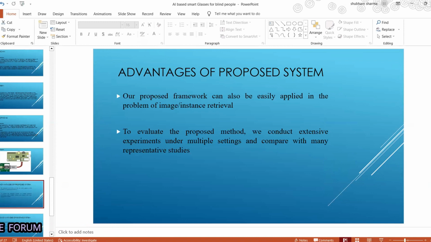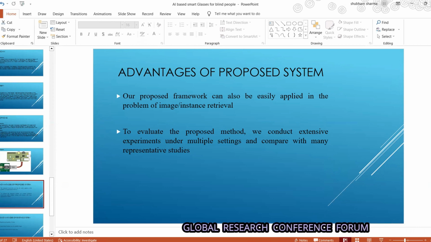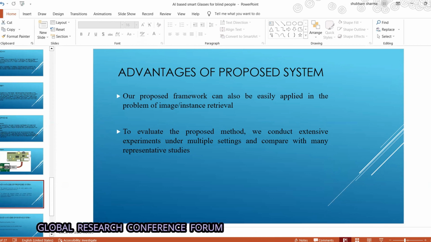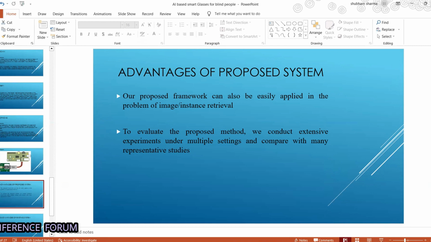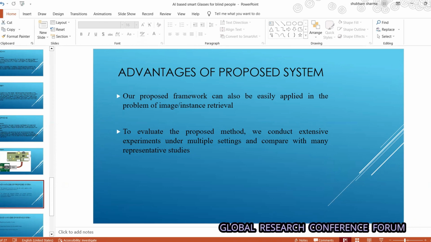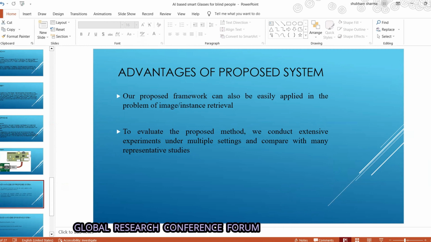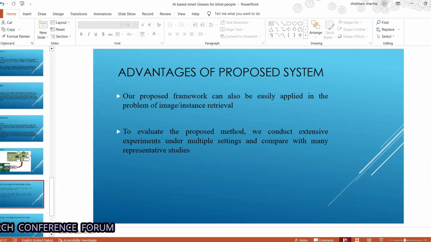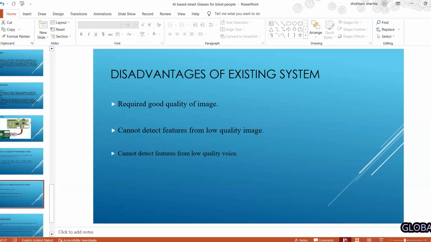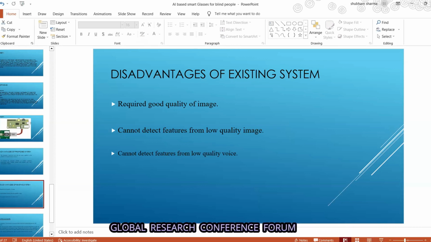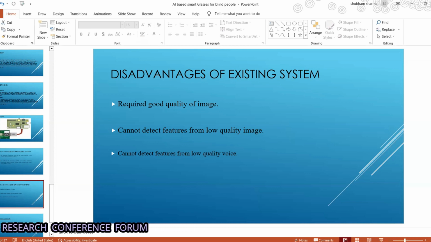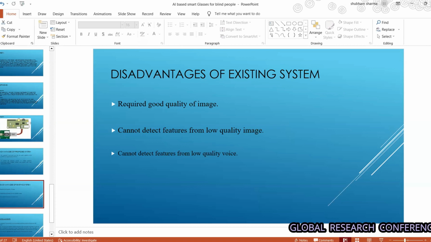The advantage of our proposed system is that our proposed framework can also be easily applied to the problem of image instance retrieval. To evaluate the proposed system, we conducted extensive experiments under multiple settings and compared with many representative studies. Our disadvantage is that it requires good quality images and cannot detect features from low quality images, and we also cannot detect from low quality, low voice. So these are a few of our disadvantages.